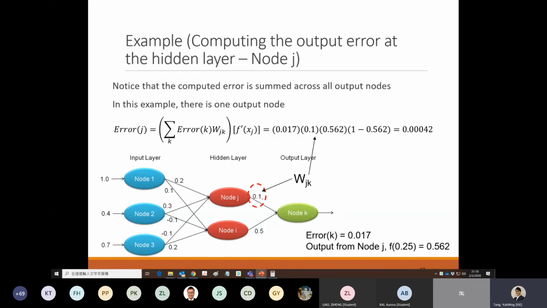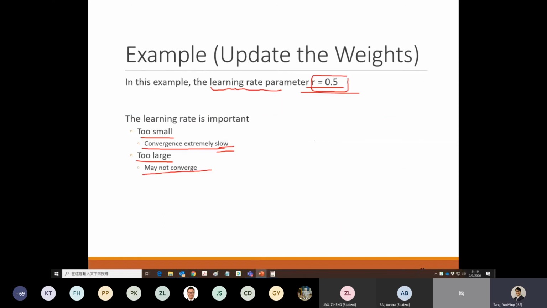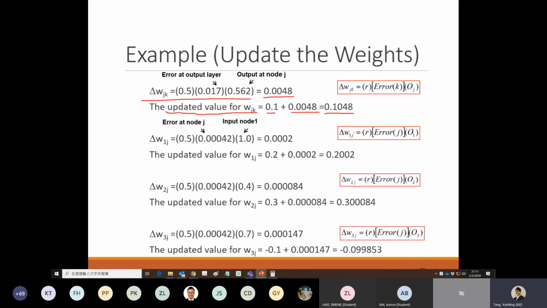Originally WJK is equal to 0.1, but we find that after we do some training, this weight is not accurate. We need to update this value to 0.1048. Okay, so this value is not accurate. You need to update this value from 0.1 to 0.1048 in order to get a better answer. Similarly, you also need to update WIK as well by using this equation.